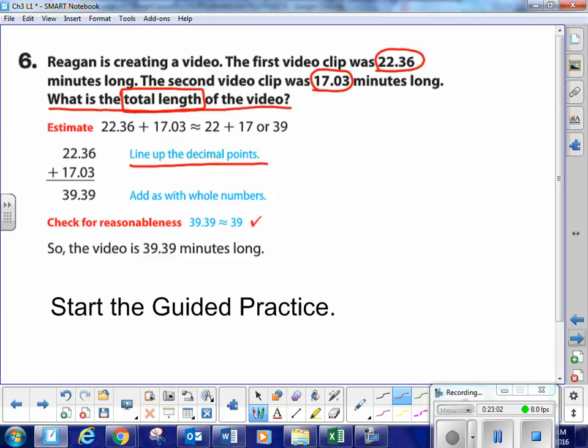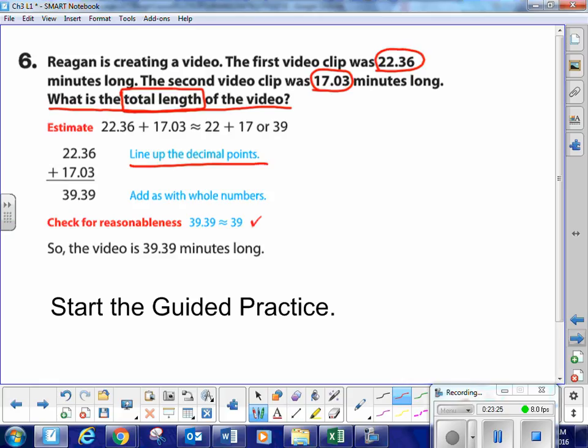Okay, up at the top there, they estimated it that 22.36 is estimated to be 22, and 17.03 is estimated to be 17. And when you add 22 and 17 together, you get 39. And 39.39 is about 39. Excellent. We have checked for reasonableness.